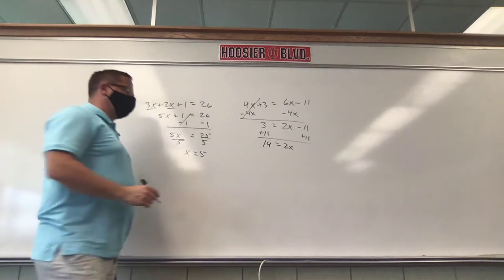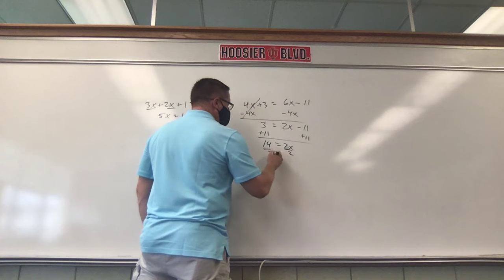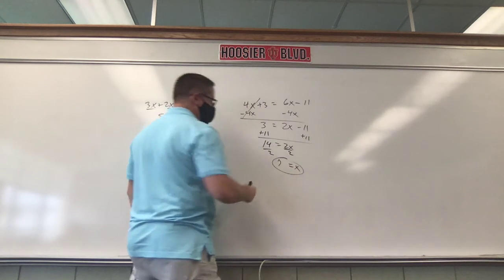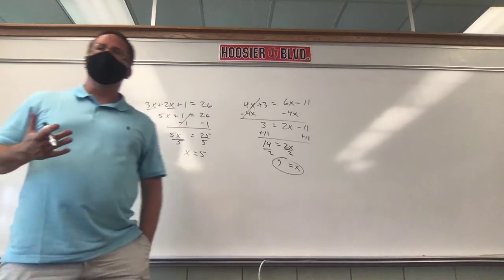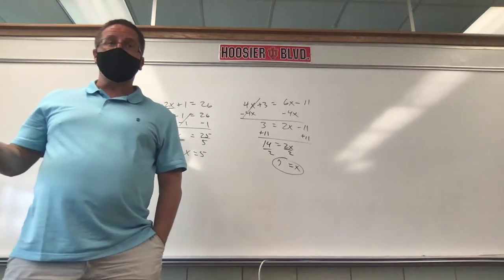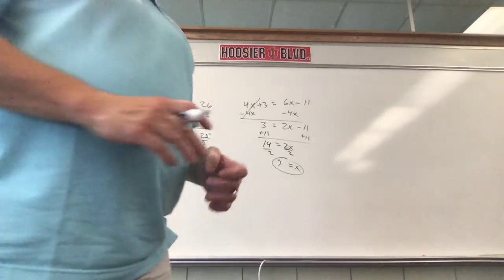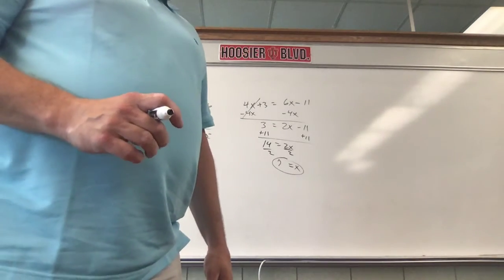Last thing we have to do is divide. Divide by 2, divide by 2. x equals 14 divided by 2, which is 7. Okay? So the only thing really new so far is, if you have an x on each side, get rid of the smaller one. That's all it is. The only thing that's different about this is the x being on both sides of the equation.